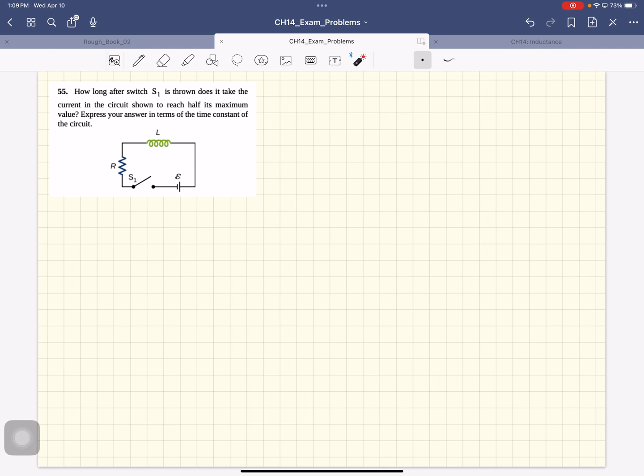Okay, so this problem says, how long after switch S1 is closed does it take the current in the circuit shown to reach half its maximum value? If this inductor wasn't present, you close the switch, the current would rise instantaneously to its maximum value. With the inductor present, what happens? The current rises exponentially. And so the maximum value is the same as that. What they're asking you is, at what time does it reach half its maximum value?